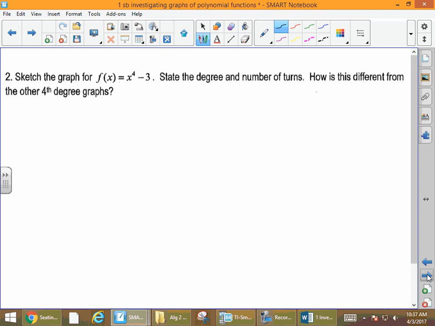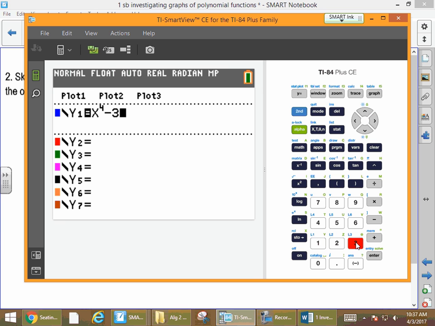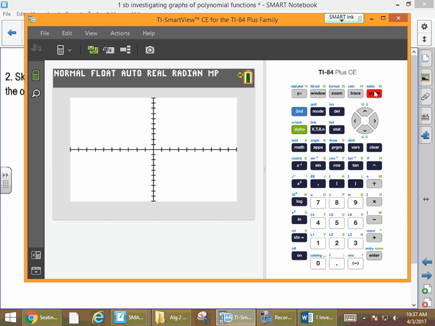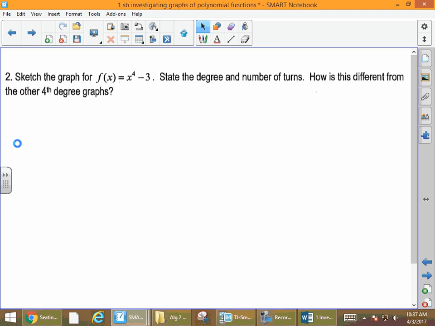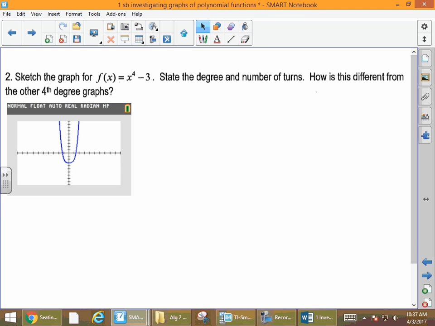If we look at problem number 2, it says sketch the graph for x to the 4th minus 3. So we go back over here and we say x to the 4th minus 3. And we look at a quick picture here. It kind of looks like one of our quadratics. In fact, I'm going to slide that in here just because I can. There's the picture of it.